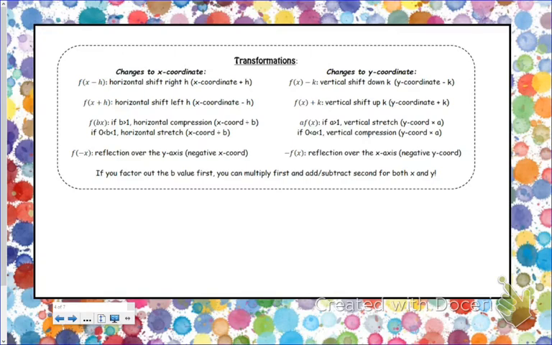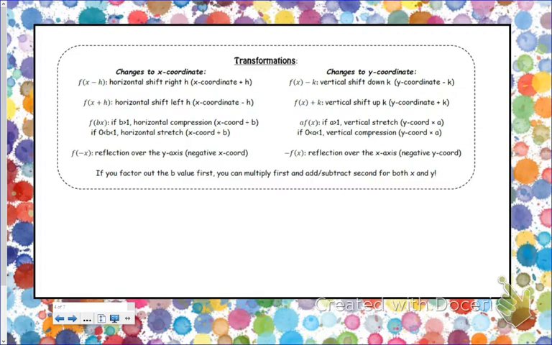And then our vertical changes happen away from the x, outside of those parentheses. If I multiply on the outside by a value greater than 1, that would be a vertical stretch. If it's between 0 and 1, that would be a vertical compression. The operation that you would do is multiply by that value.